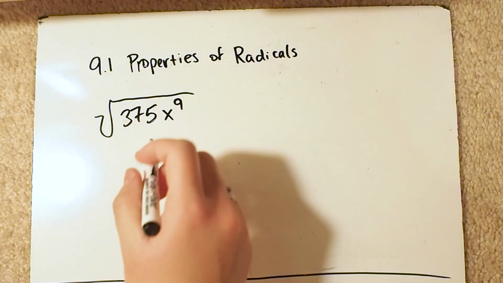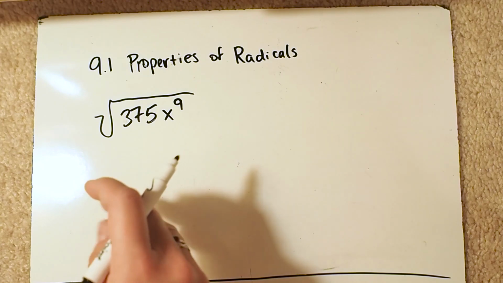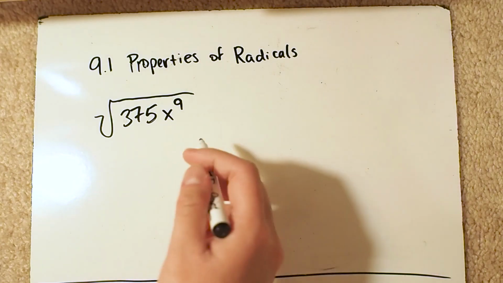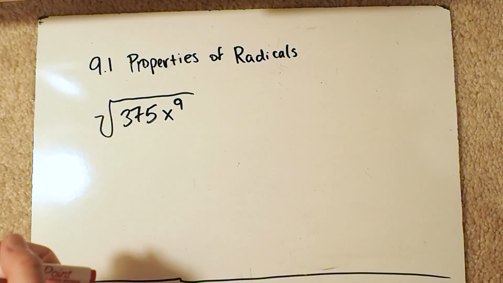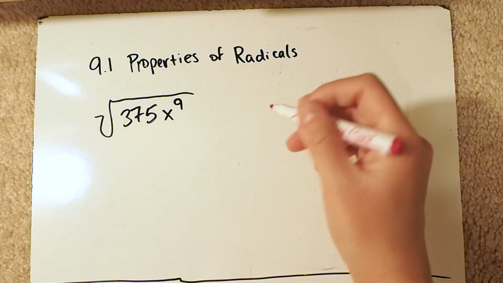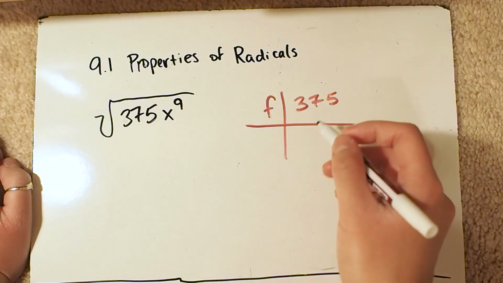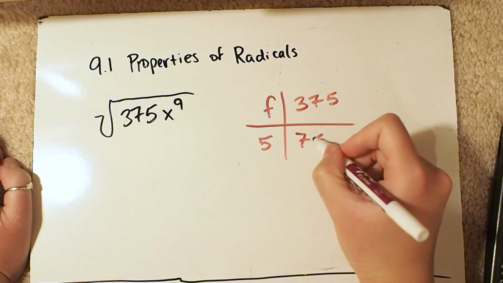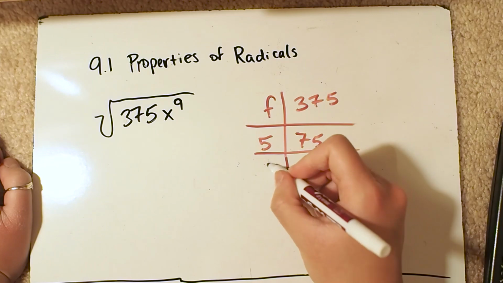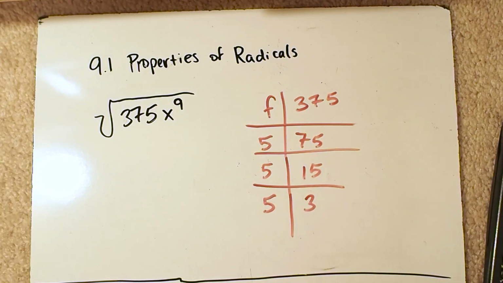So let's look at 375. Sometimes you're going to be able to look at it and immediately know that there's a perfect square. For example, if you just saw 49 inside the radical, that would be really easy. This number is a little bit more difficult. If you can't look at it immediately and know there's a perfect square inside of it, what I suggest you do is make a factor chart. I immediately know that you can divide this number by 5. 375 divided by 5 is 75. 75 divided by 5 is 15. 15 divided by 5 is 3. Now that I have all prime numbers here, I know that I can't go any further.